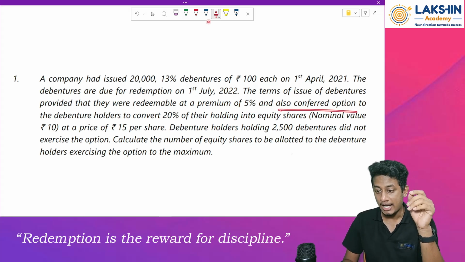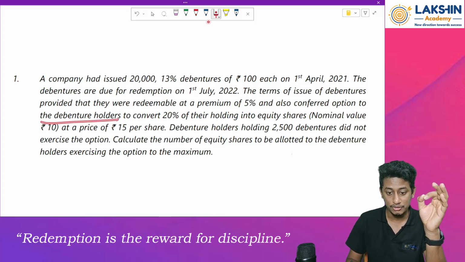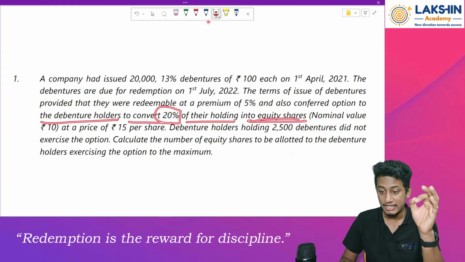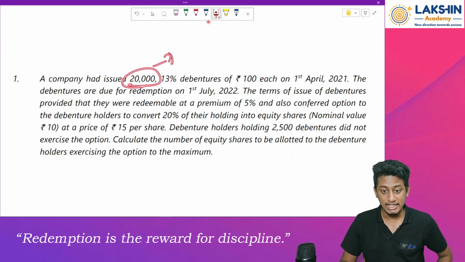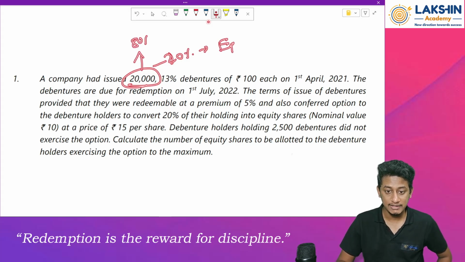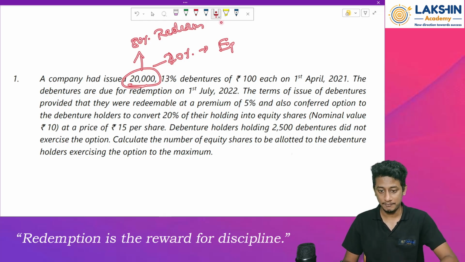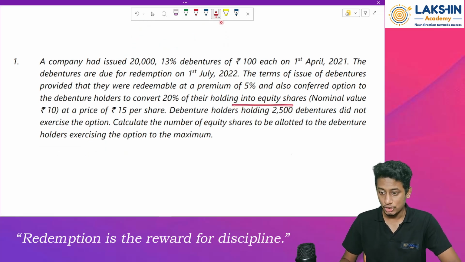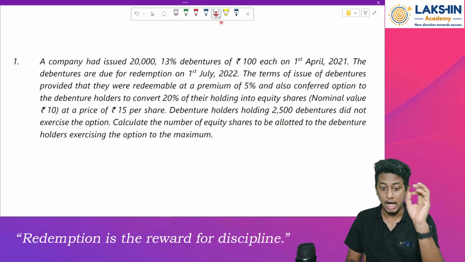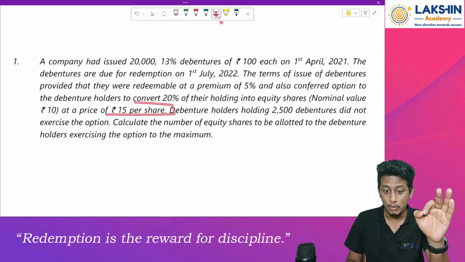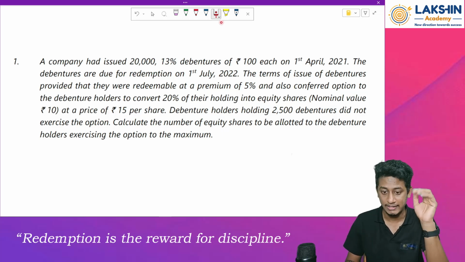And also conferred an option on the debenture holders to convert 20% of their holding to equity shares. That means out of all these debentures, 20% can be converted to equity. Remaining 80% will be redeemed in cash. Clear? Equity shares, nominal value will be 10 rupees at a price of rupees 15 per share. So once they convert, how much is the value of the equity share you receive? Rupees 15. That means you will receive fewer shares. Why? I will tell you.